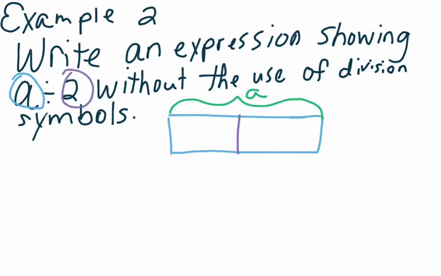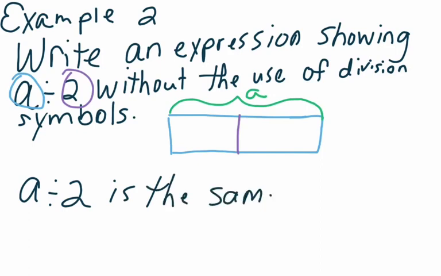We're dividing by 2. So from the model, just like with our last one, we can determine that a divided by 2 is the same as what? What would it look like if we put this in fraction form? It would be a over 2.